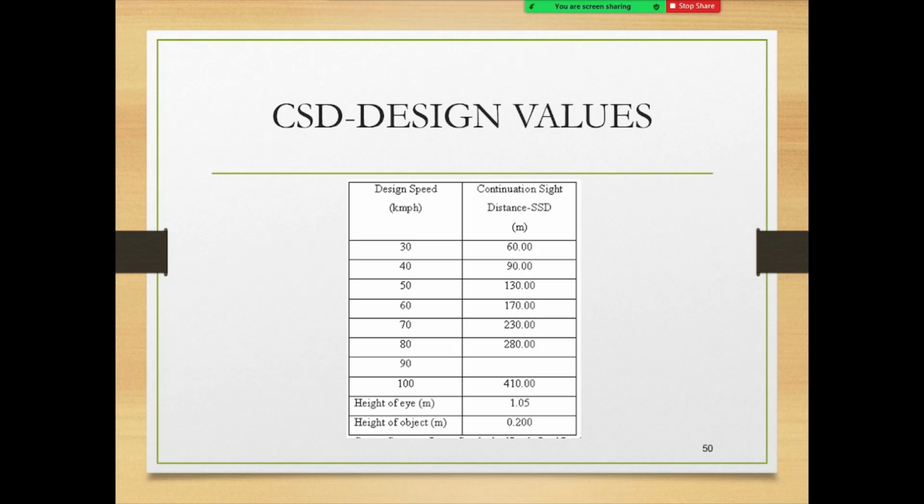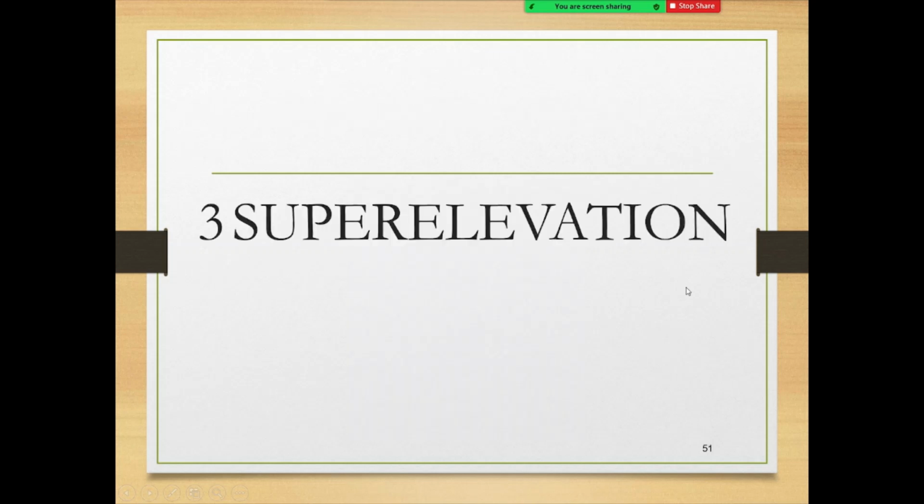So these are the design values. Now you see, if your design speed is 70, your continuation sight distance is 230. If your design speed is 50, your continuation sight distance is 130. Right?